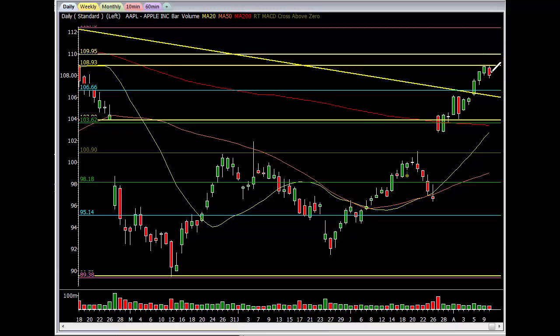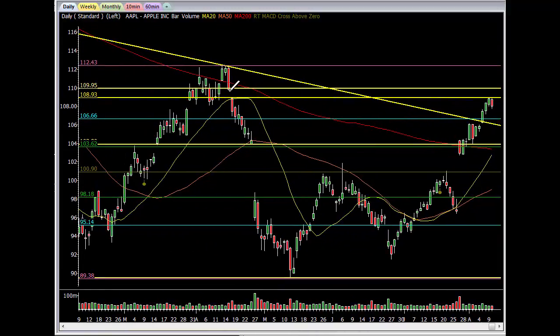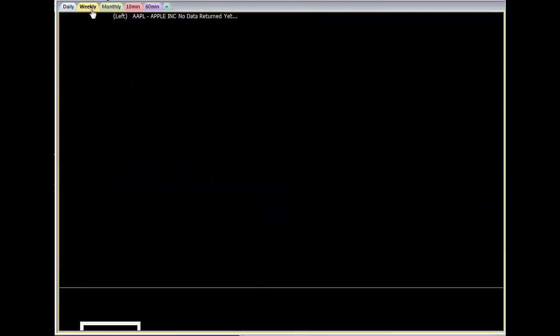and pop higher. If we do move higher on the SPY moving up or the Qs moving up or some news or what have you, then we're definitely going to come up here and fill this gap around 110, then ultimately 112.43. We'll see how this thing reacts in the next week or so, and then go from there. Let's look at the weekly.